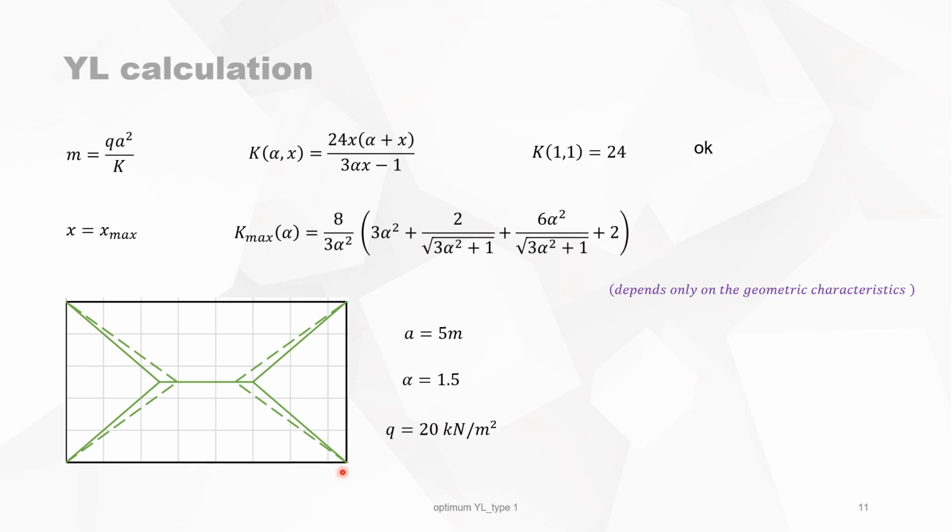So now when we look at a slab with alpha 1.5 and A is 5 meters, so this is 5 and this is 7.5, with a load of 20 kilonewton per square meter, we calculate the coefficient K max for 1.5. You see that's the only parameter I need. And we have 17. So the bending moment is 20 times 5 squared, qa squared, divided by 17, which is 29.4. So you see that it's getting very easy and quick to get the maximum optimized bending moment.